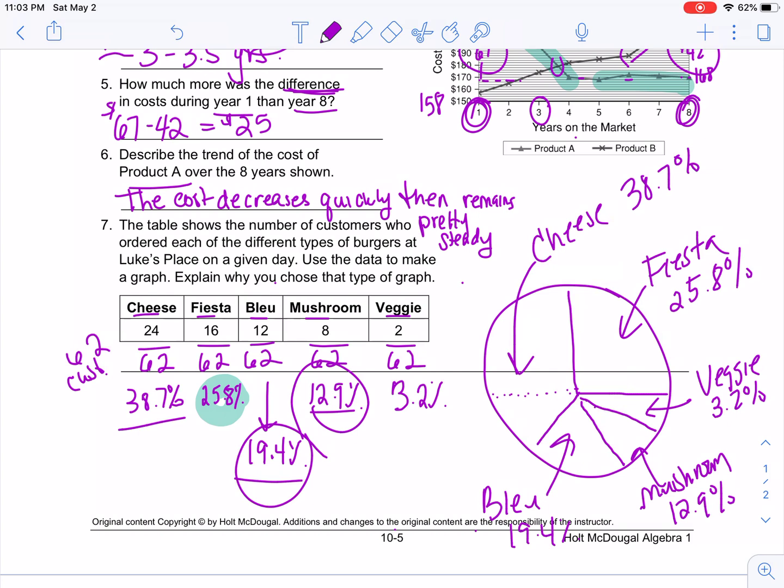I do like to compare visually using a pie chart of what the different customers order. So then when the manager of Luke's Place is ready to place an order for more food, he or she can see, well, wait a second, cheese was still by far the most popular, and the veggie burger maybe not so much. So maybe they'll use this data to more accurately order food the next time they need to.